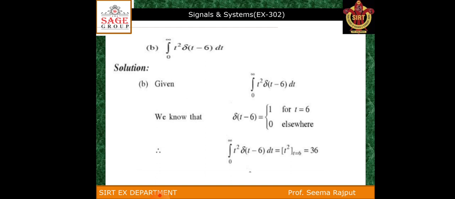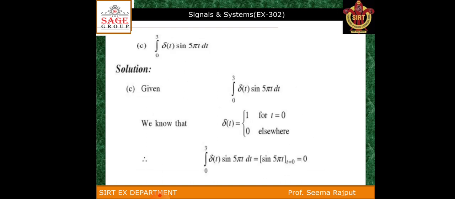In that case, delta t minus 6 equals 1 for t equal to 6 and 0 elsewhere. So in that case, delta t minus 6 equals 1 in the function. The remaining function is t square. In place of t, we put t equal to 6. So the answer is 36.